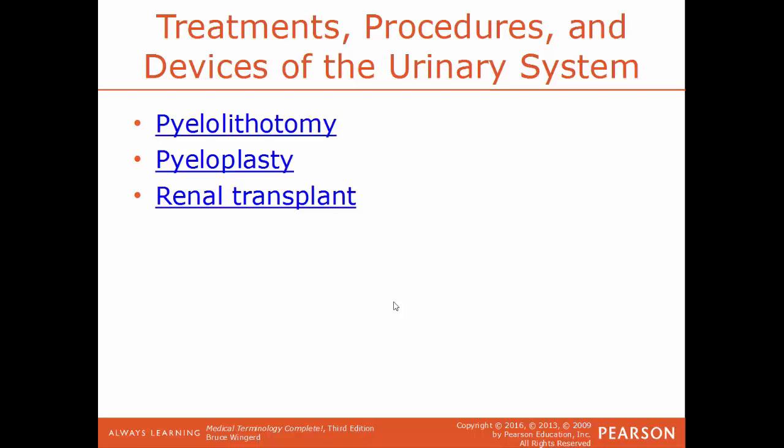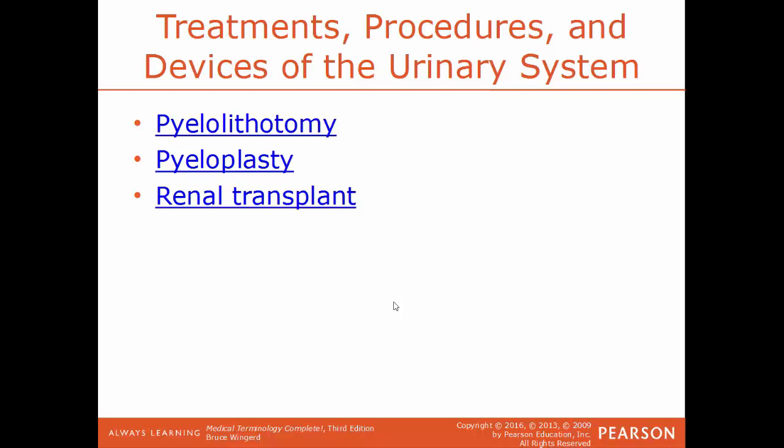This refers to a process of cutting into the renal pelvis to remove a stone. So it's a lot easier and a lot safer to break up these calculi by using sound waves as opposed to cutting into an organ like this. There's a lot more risk involved. It's a lot more invasive. It's just a lot easier just to use sound waves to break up the obstruction.